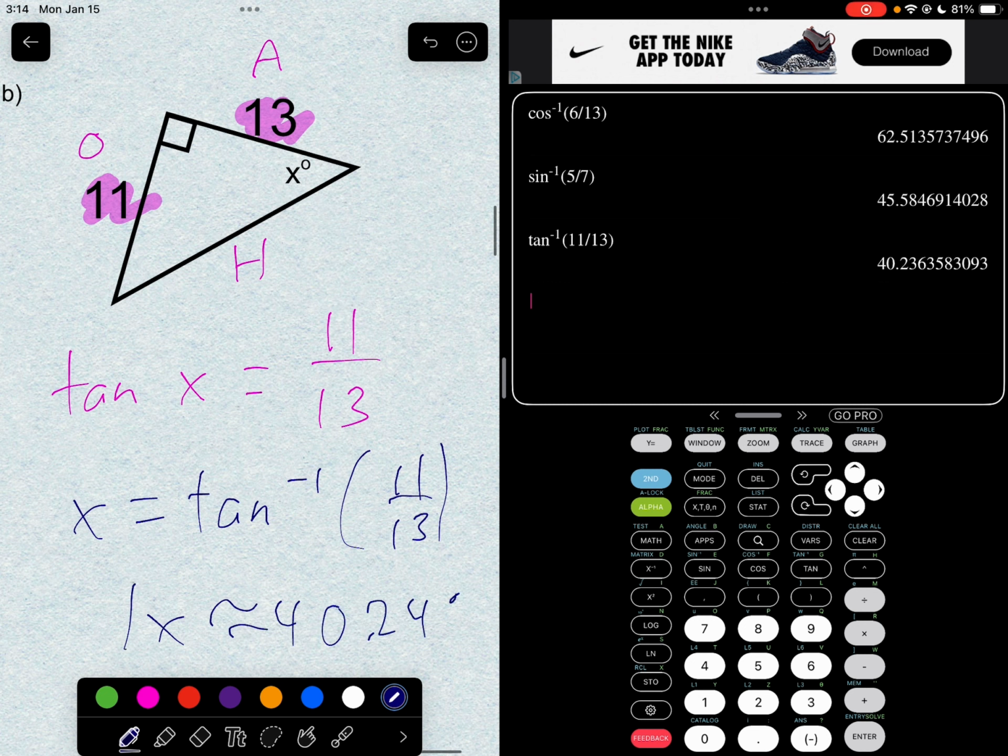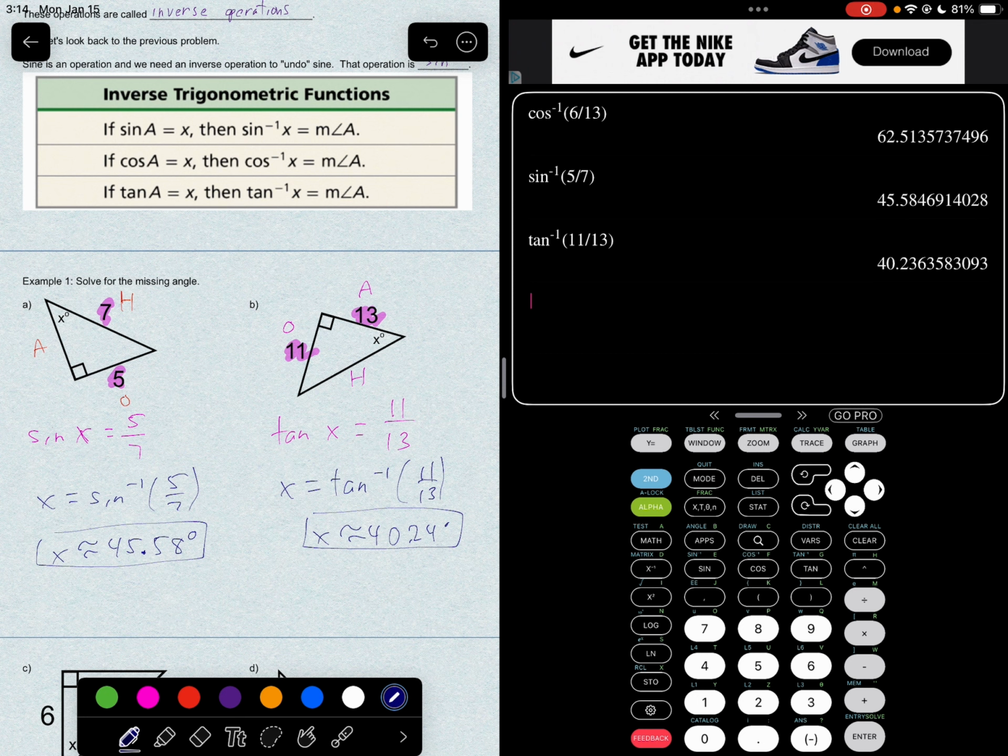40.24 degrees. I hope that you are following along in your calculator out there so that you know how to use your calculator for this. You know how to type this in a calculator. Very important that you can do this on your own.